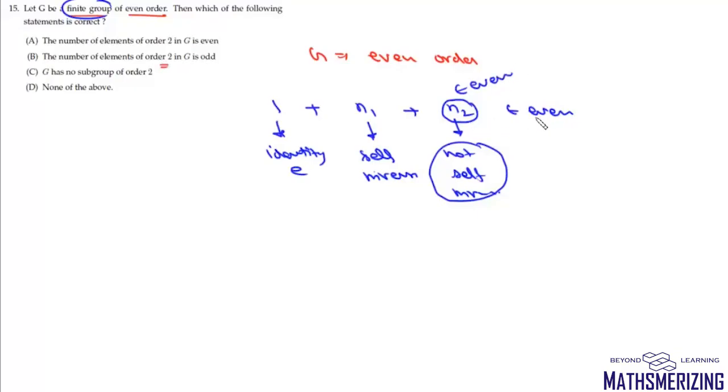So if n2 is even and their sum is even, that means 1 plus n1 must also be an even number. So if 1 plus n1 is even, it simply means this n1 must be an odd number. So the number of elements of order 2, that is the number of elements having self-inverse, must be odd, and that's your option number B.